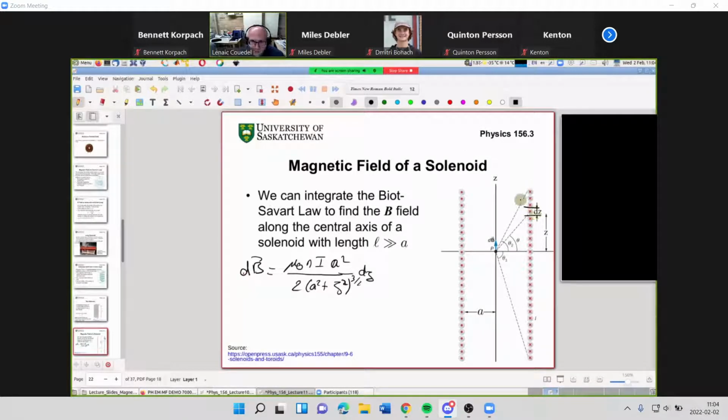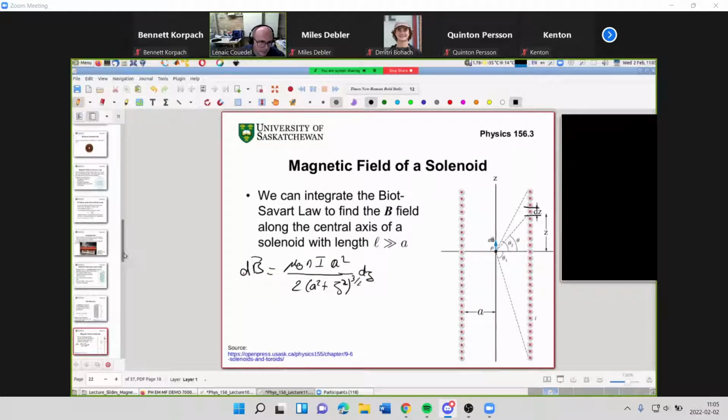Here I take this piece of width dz, and this piece at point P will create something that has this form, that will follow this formula here. In this width dz, we don't exactly know how many turns we have, so it's just n times dz.